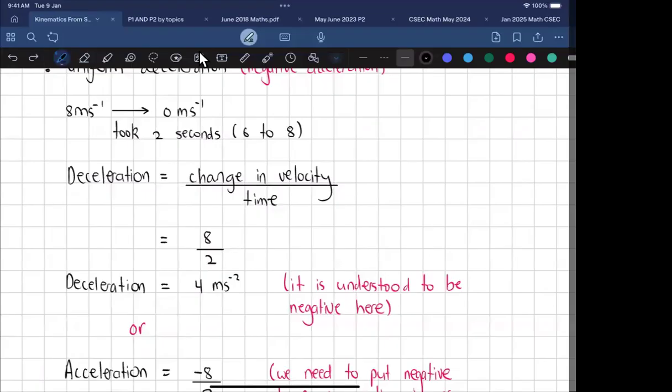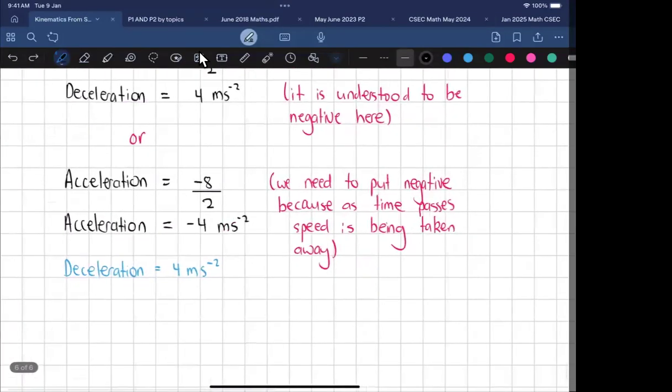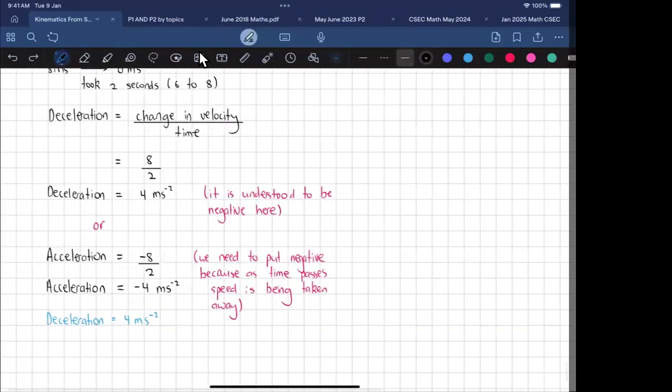Because if I say deceleration is 4 meters per second squared, that means for every second that passes by, I'm decelerating at a rate of 4 meters per second every second. Now, if we're going to describe it using acceleration, it has to be negative because you're taking away from the speed. So that'll be negative 8 over 2, negative 4 meters per second squared. So my deceleration is 4 meters per second squared, right?